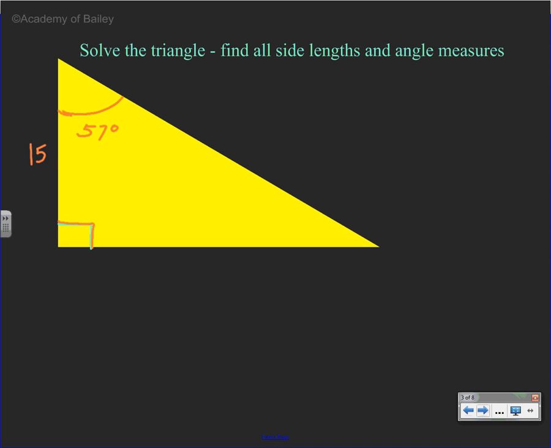This is solve the triangle, find all side lengths and angle measures. Well, if we look right there, we do have one angle of 57 degrees, and we have one side length of 15. So step number 1 said label the hypotenuse. This is across from the right angle. So there's the hypotenuse.